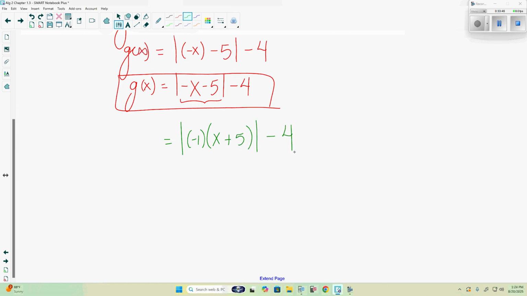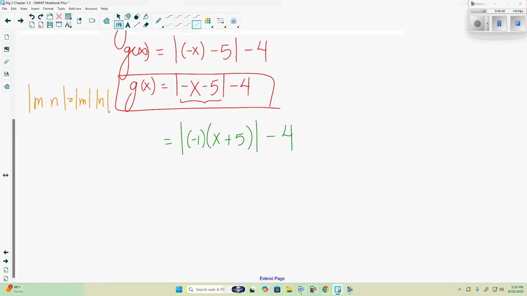So if I factor that negative out of both terms, it's going to take it from negative x to positive x, and from negative 5 to positive 5, yes? Now, properties of absolute values. One of our properties states that if I have two things multiplied inside of an absolute value, it will have the same value as the product of each absolute value. So the absolute value of m times n is the same as the absolute value of m times the absolute value of n.